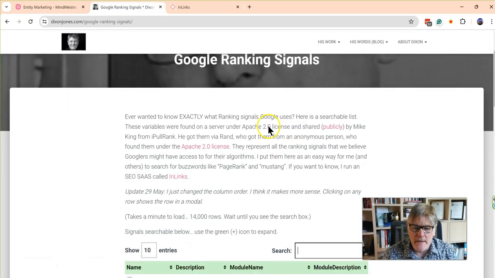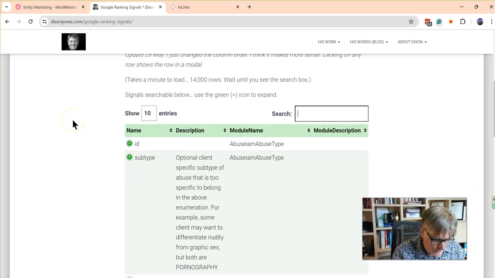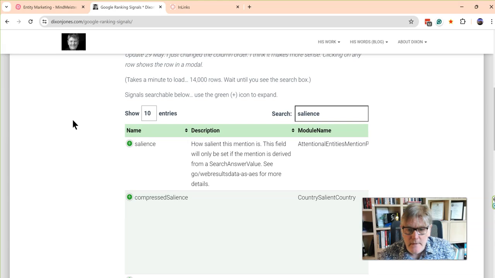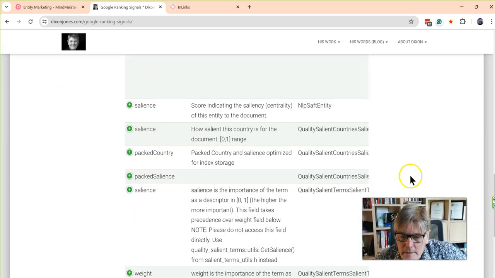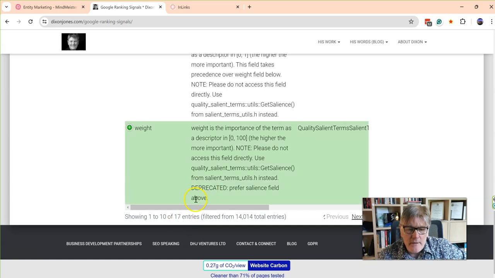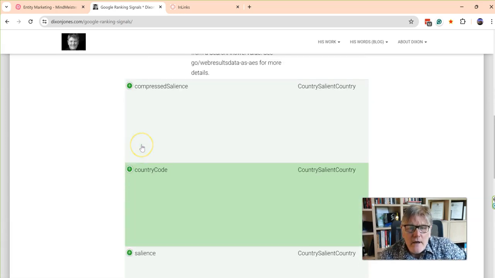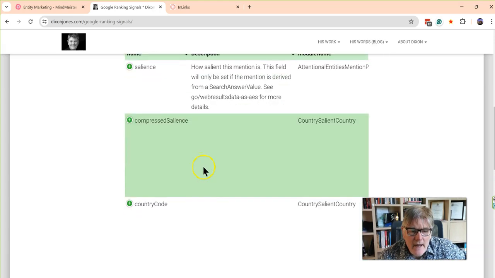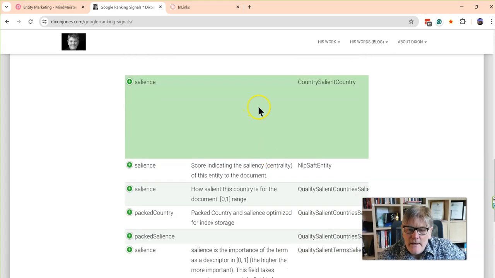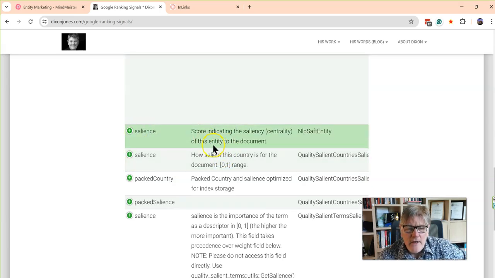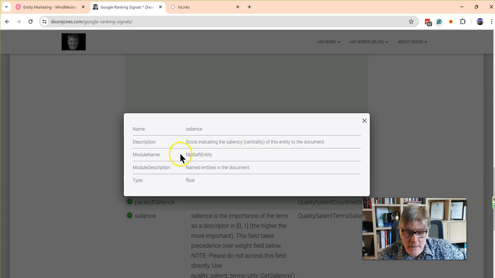Let's have a look at the ranking signals that Google has, and let's put salience in as a search here. And you'll see, I don't know how many times it's mentioned, 17 entries of the word salience. But let's go and have a look down here at some of these, particularly this one, salience. Google's calling it a score of the saliency or centrality, as they call it, of this entity to the document. Now, it's in a module called NLP, Natural Language Processing, and so it's clearly something that Google measures.